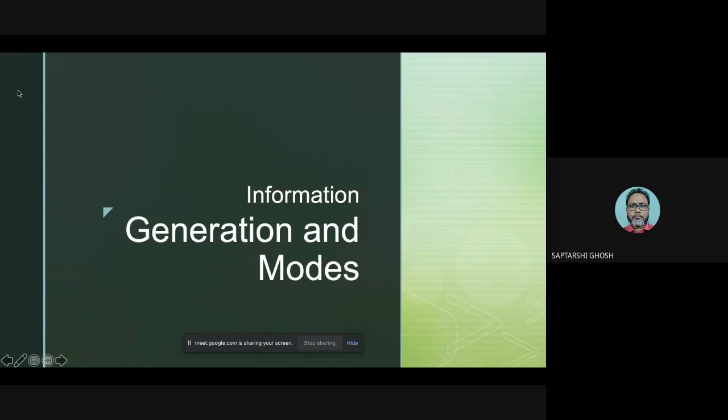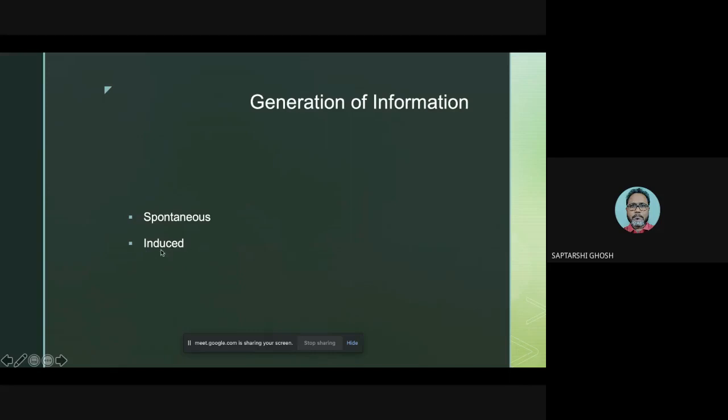So with this, we stated that the generation is the induced. Induced means where external interaction is there for developing information, generating information. And this induced generation of information has a very specific pattern. Now this induced generation of information is not circular.